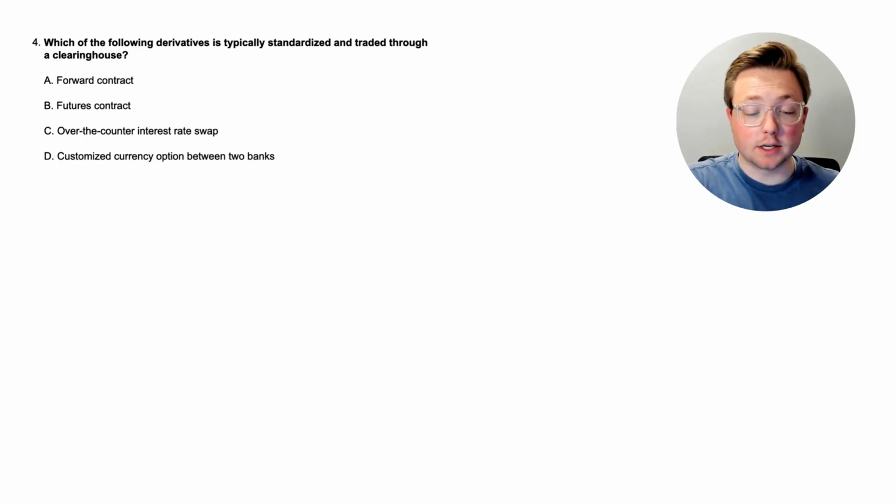Option A, a forward contract. Option B, futures contract. Option C, over-the-counter interest rate swap. And option D, customized currency option between 2 banks. So which one of these is going to go through a clearinghouse? That's the basic question.